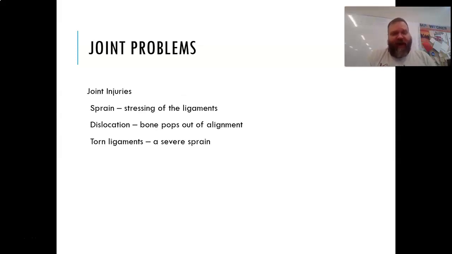Sports injuries, you can get a sprain. A sprain is a stressing of the ligament. Remember a bone, ligament, and bone, blab. A dislocation is when a bone pops out of alignment. A torn ligament can cause a severe sprain. That's when actually the ligament, the thing that connects the bone and bone together, actually tears. And those are my examples.